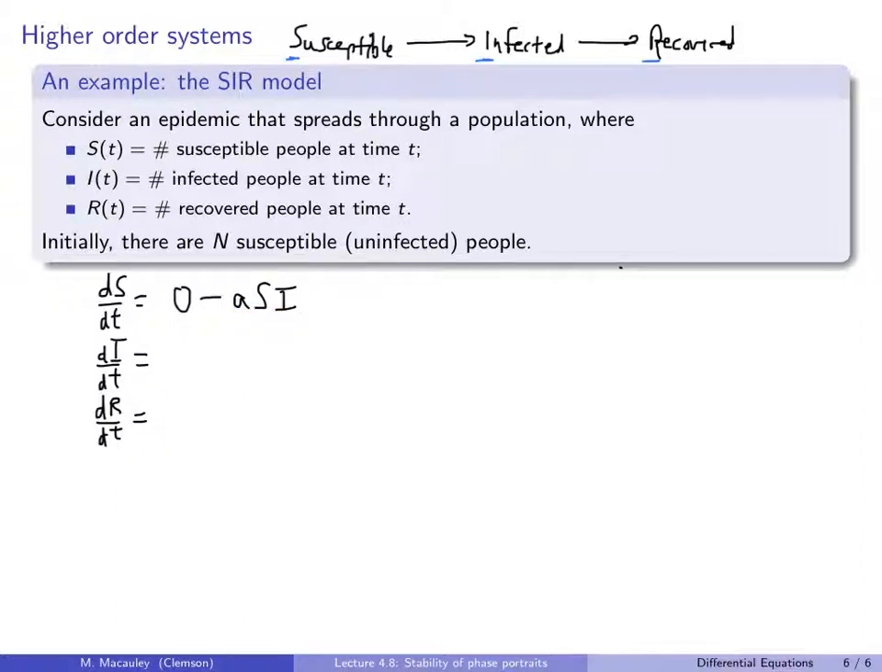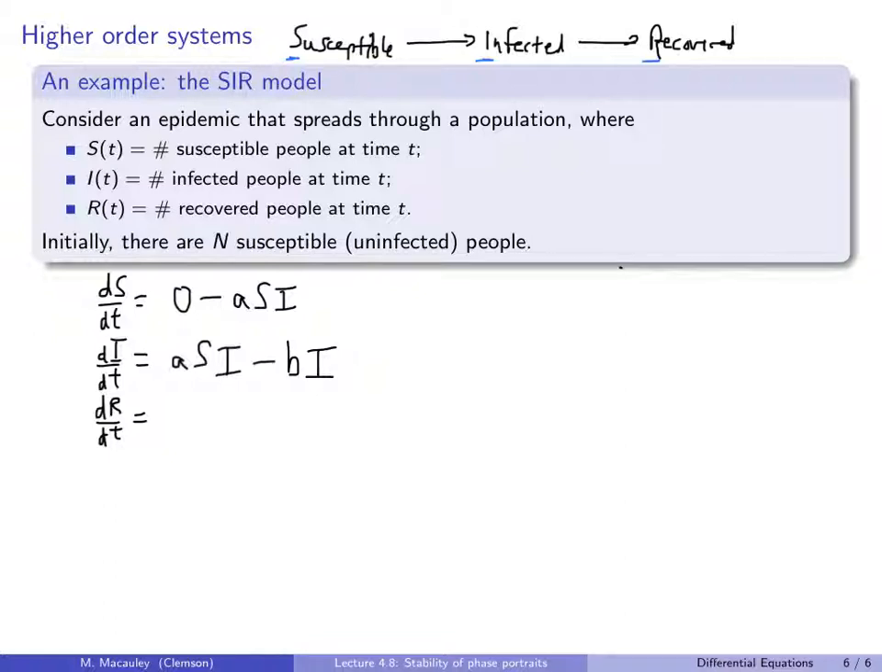Okay, so dI/dt is going to be rate in minus rate out. Well, the rate in is just this number, because that's the rate out of this state. So the rate in is A times S times I, and then for the rate out, let's assume that if you have a bunch of people who are sick, say 100 people, it's safe to assume that some fixed percentage are going to get healthy the next day. So let's write that as B times I. So the number of people who become recovered is proportional to the number of people who are sick.